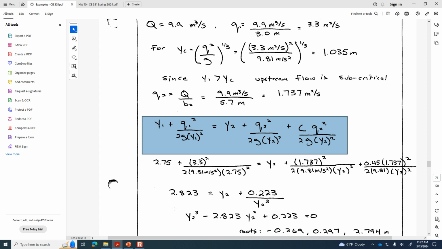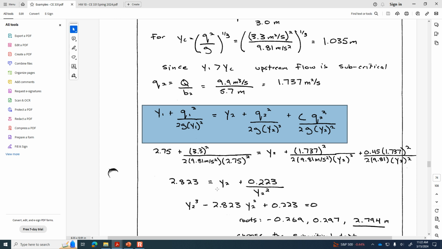If we look at what we've got on the left-hand side of the equation, where it's just all given values, 2.823. On the right-hand side, y2, meaning the downstream depth, plus 0.223 divided by y2 squared. And then we multiply each term by y2 squared to get it out of the denominator. So then that makes this y2 cubed, because we've multiplied this term and that term by y2 squared. So algebraically, we rearrange this a little bit to get the cubic equation, and then the three roots, one of which is negative, is immediately eliminated.